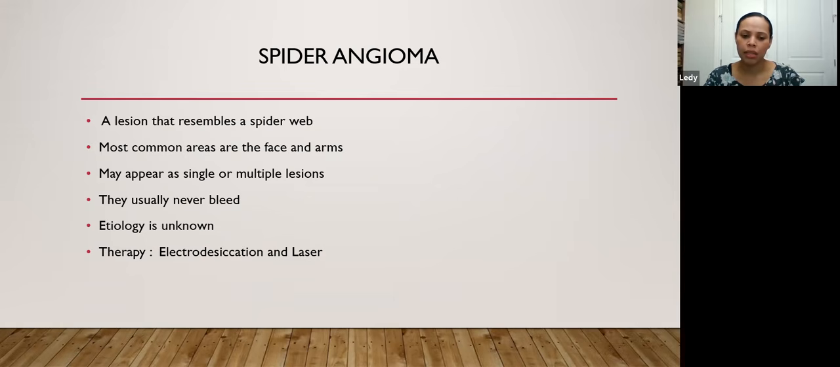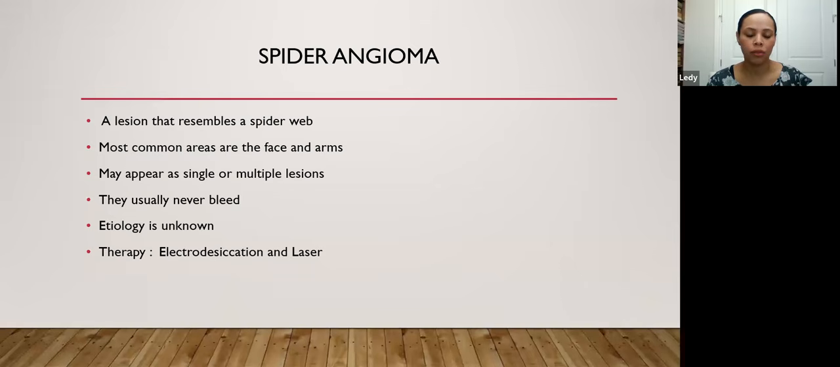Some people say that it could also be associated with, what's the word I'm looking for? When you strain, that's the word, when you strain. And the therapy is electrodesiccation and laser. I usually like laser the best, and I treat all my spider angiomas with lasers. It works in 1 or 2 times. You might have to hit it with a laser, but for the most part, they don't leave any scars.